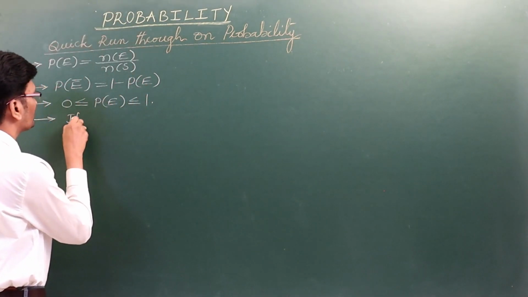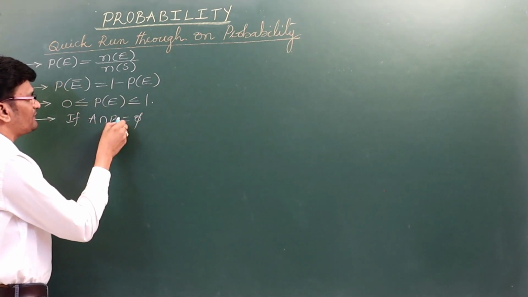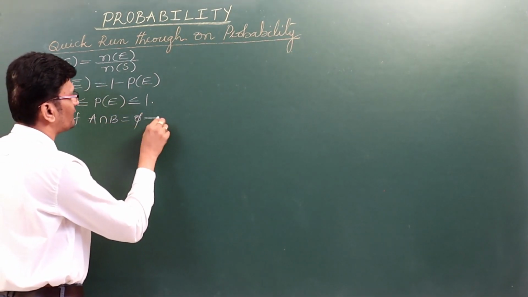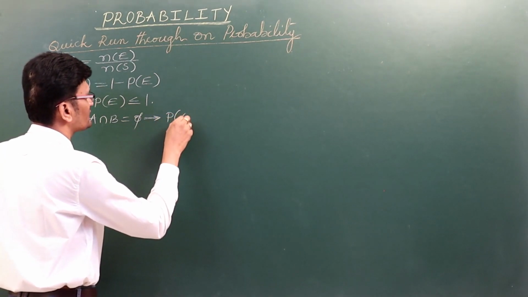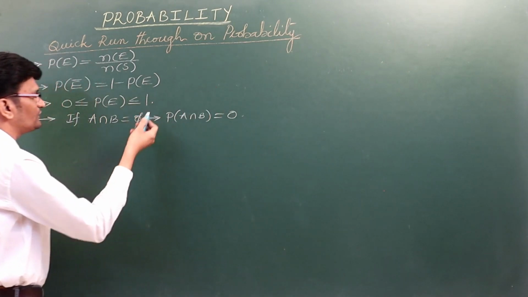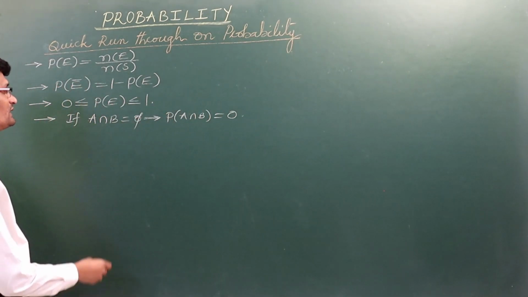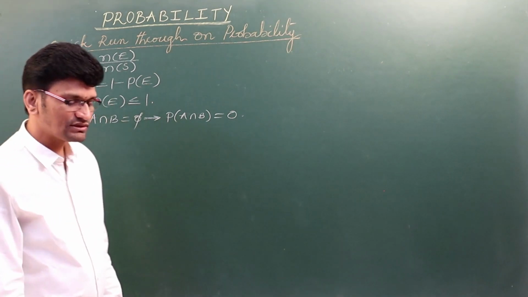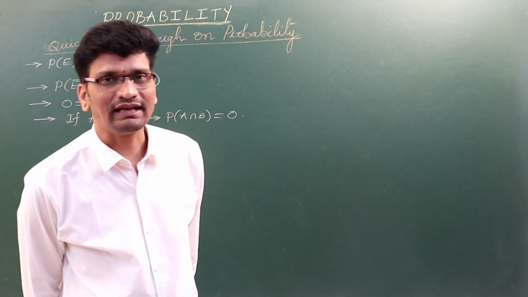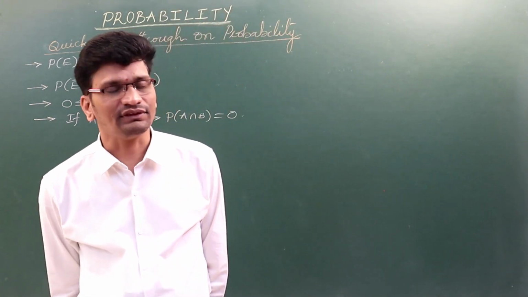If A intersection B is equal to the null set, then A and B are said to be mutually exclusive, and for such events the probability becomes 0, because you cannot find any favorable chances there. Favorable chances are 0, so it is 0 by something. So to prove that two events are mutually exclusive, their intersection should be the null set, and such an event's probability becomes 0.